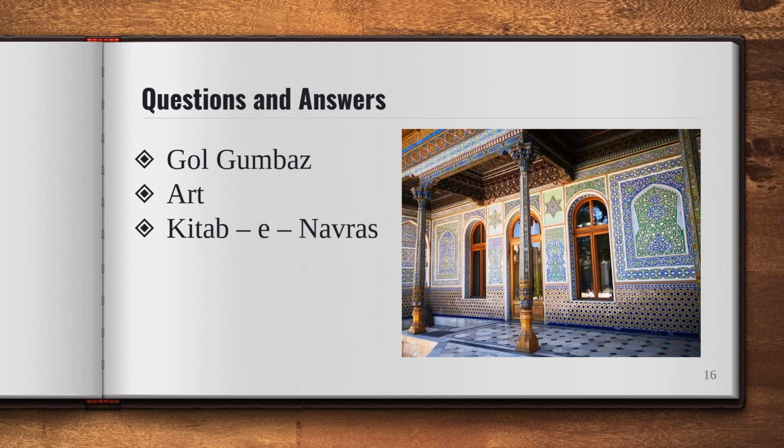The last short note we are going to talk about is the Kitab-e-Navras. The ruler of Bijapur, Ibrahim Adil Shah II, wrote a text in the Dakhni Urdu language which was named Kitab-e-Navras. This text basically talks about Indian classical music and consists of verses sung in the Dhrupad style, which is Hindustani classical music.